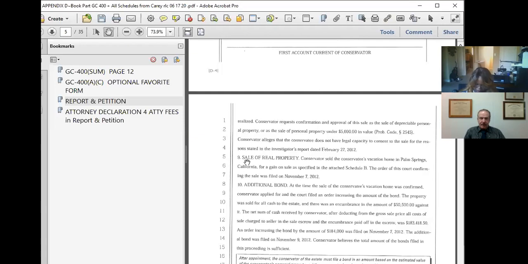Okay, now we're going to go to the sale of real property. This is, remember, we sold the vacation house, but you're going to tell the judge, you're putting it out in this order. I, the conservator, sold the vacation home, whether it was for a gain or a loss, and you had a court order confirming the sale and what date you filed it.